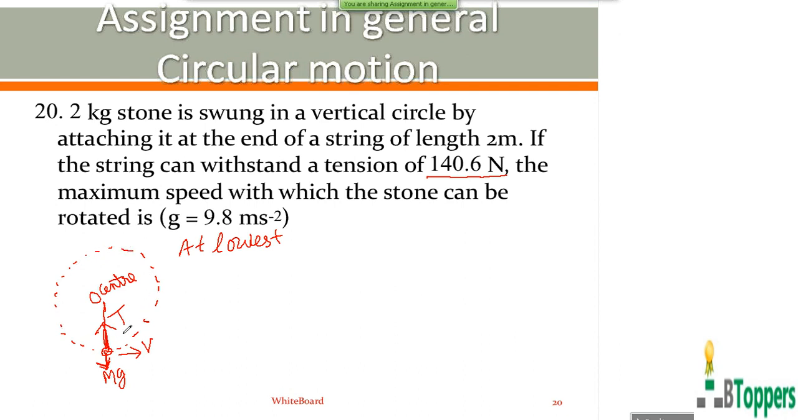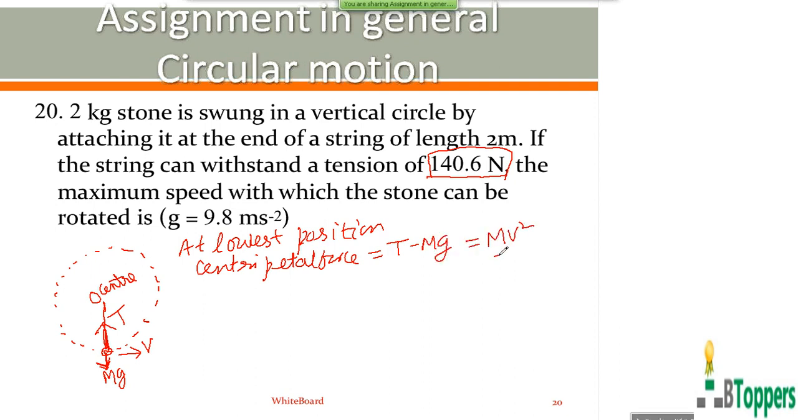So the magnitude of tension in the string will be less than the given value 140.6 newton at all the instants, only if the tension at the lowest position does not exceed this value 140.6 newton. So at the lowest position, the magnitude of centripetal force on the body is equal to T minus mg. That is equal to mass into magnitude of acceleration, mv square by r.